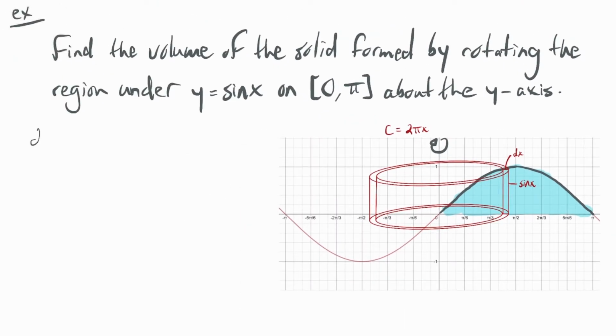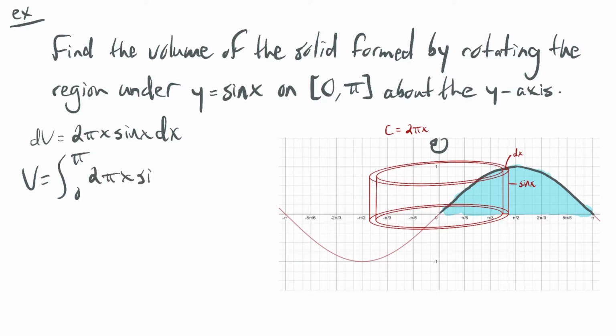So that means that dv equals 2 pi x times sine of x dx. So that means that v equals the integral from 0 to pi of 2 pi x sine x dx. And this is an integrand that previously we could not deal with. Back in chapter 2, I think 2.3, for shells, we couldn't have handled this. There'd be no way to do this integral because we didn't have access to integration by parts at that point.